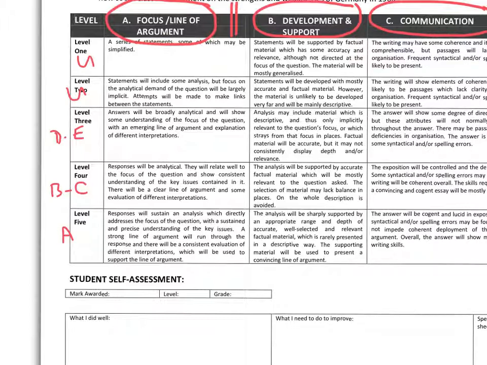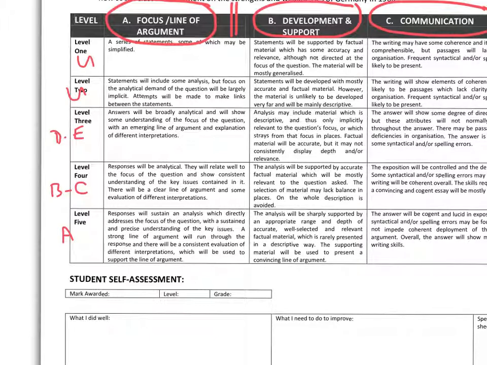I'm going to use different colours to pick out the different strands here. And I'll start off, first of all, with red. Level 1, as you can see, is a series of statements, some of which may be simplified. It's not even worth mentioning this one. At A level you should be developing an answer which is strongly linked to the question, basically, is what we're talking about here.